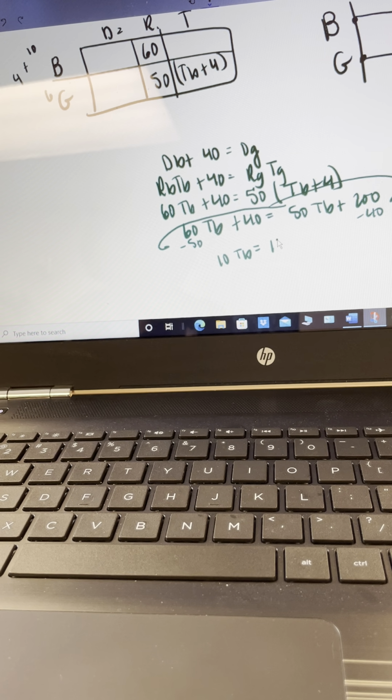Oh, no. It's what? 16. Yeah, 16. I was just looking at it the opposite way. I was thinking you moved the 160 over. Okay, so the time of Bonnie is 16. So what does that make the time of Gus? 20. And what's the distance then of Bonnie? 960. What's the distance of Gus? 1,000. Is that a 40-mile difference? Yes. So we're good to go.